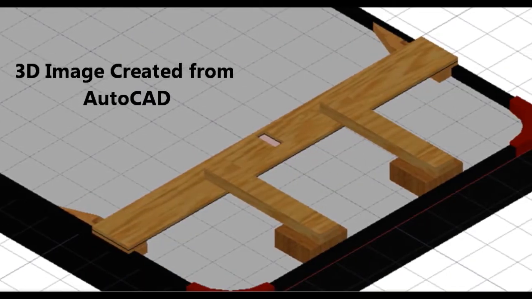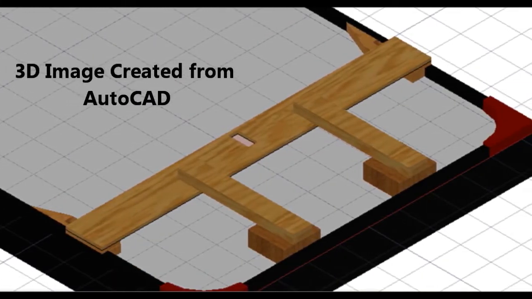This is the 3D model of the structure built using AutoCAD. It holds the motor firmly in place while still being removable.